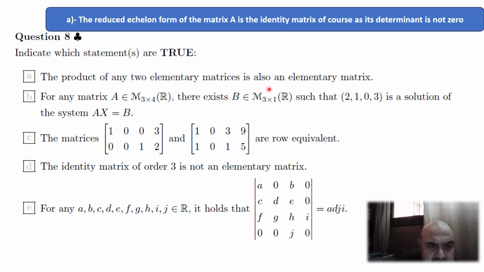The product of any two elementary matrices is going to make a matrix with more than one operation, so it's not going to be an elementary matrix. So this statement is not correct.